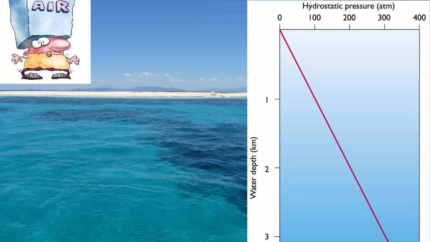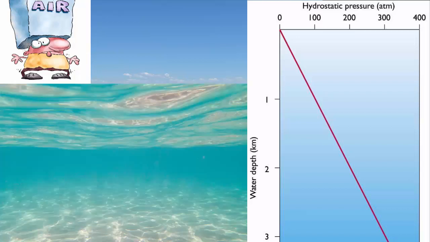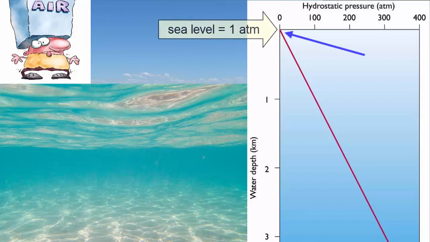On land, pressure comes from the weight of the air above us. In the oceans, it comes from the weight of the air and the water. And the weight of the water has a much greater impact. At sea level, the air pressure is 14 pounds per square inch, or 1 atmosphere, abbreviated as ATM. For every 10 meters you descend in the oceans, the pressure increases by 1 atmosphere.